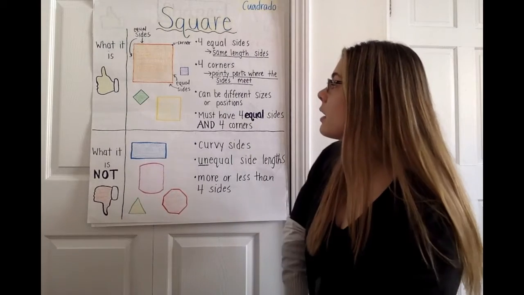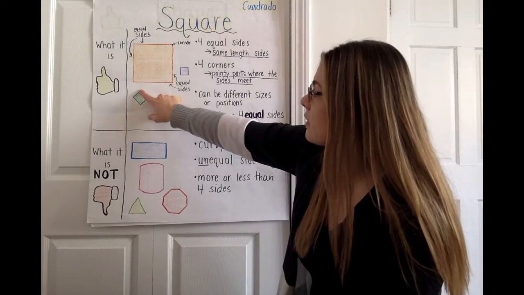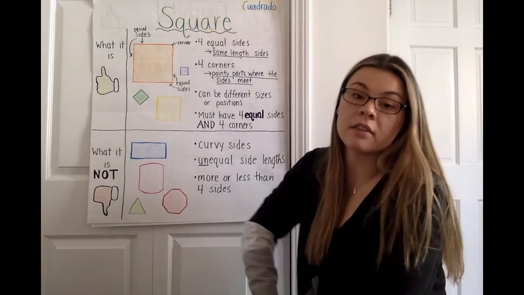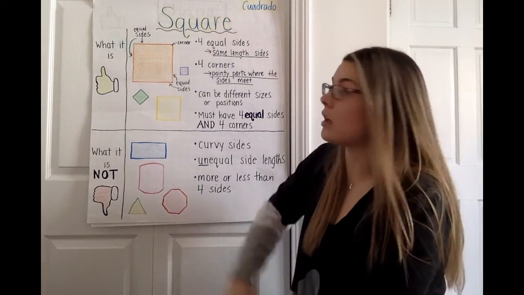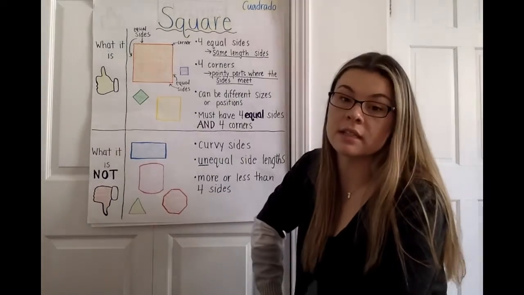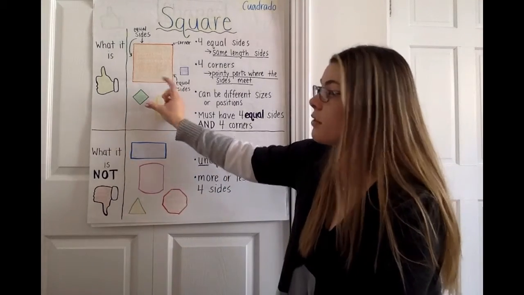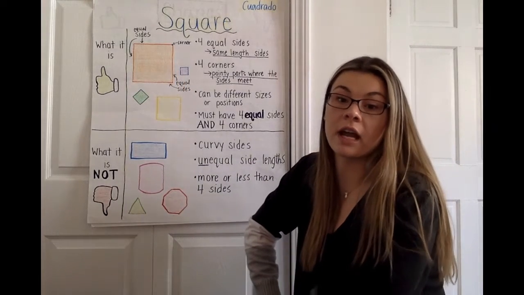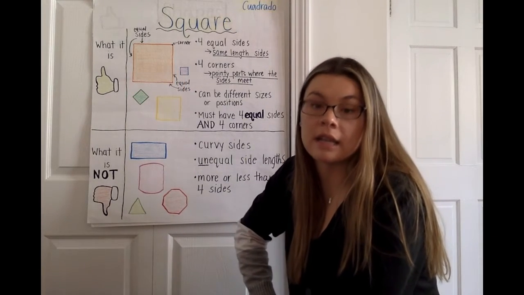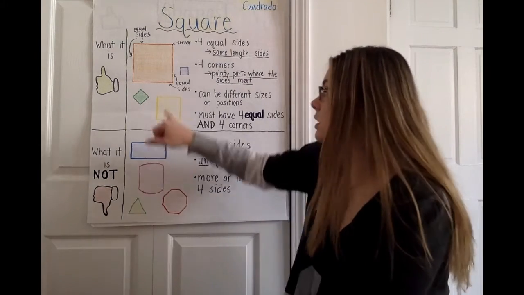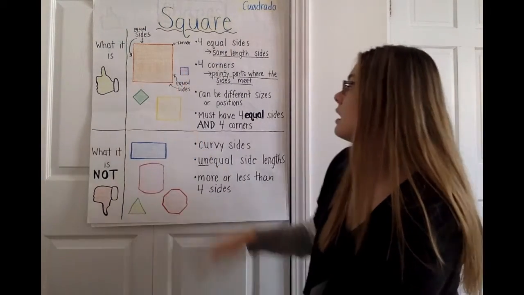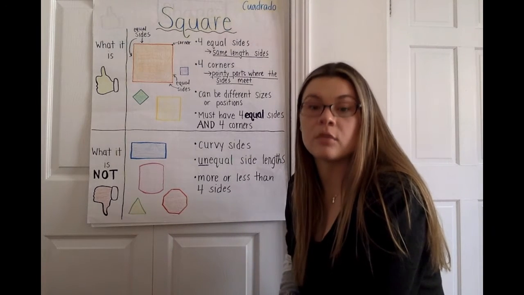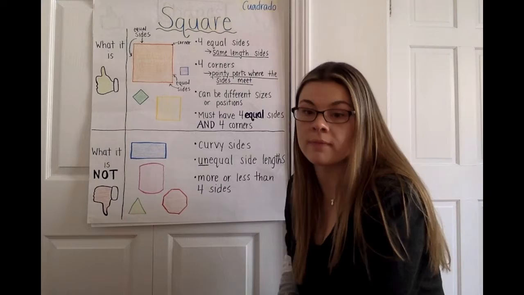Let's look at the green square here. I can see that there are 4 sides, and I'm noticing that they're all the same length, so they're 4 equal sides. It also has 4 corners, which means it is a square. Just because it's in a different position than these two here doesn't mean it's not a square. If it has 4 equal sides and 4 corners, then it is a square, just like this one too. So they can come in different sizes or positions, as long as they have 4 equal sides and 4 corners.